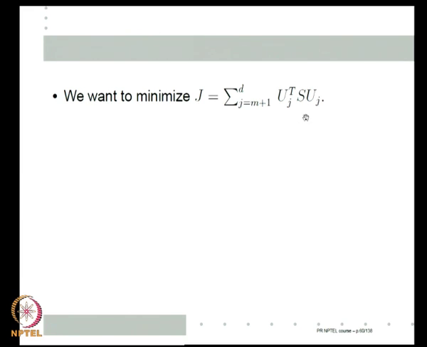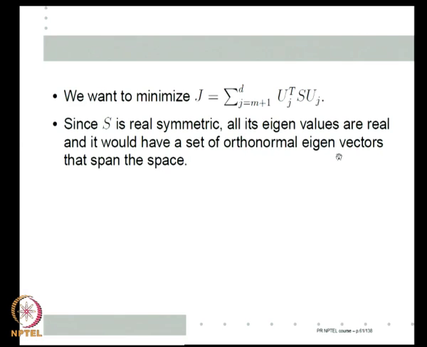Now, S is a d by d matrix, there are d possible eigenvectors corresponding to d possible eigenvalues, and if I choose Uj to be any one eigenvector, I know Uj transpose S Uj will be the corresponding eigenvalue. So, this J would be a sum of eigenvalues, which eigenvalues? The eigenvalues corresponding to the eigenvectors you picked. Now, I want this to be as small as possible. So, what does that mean?